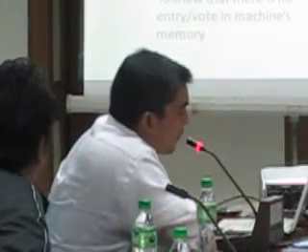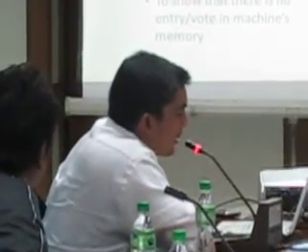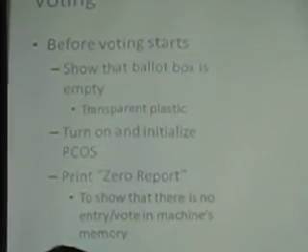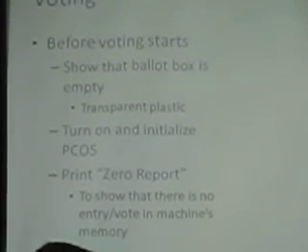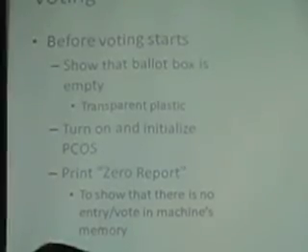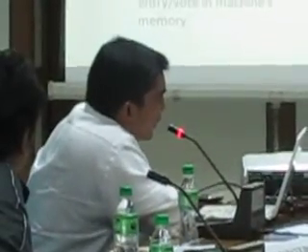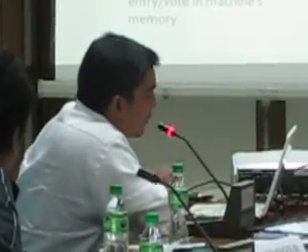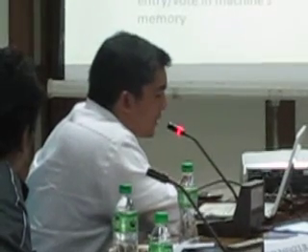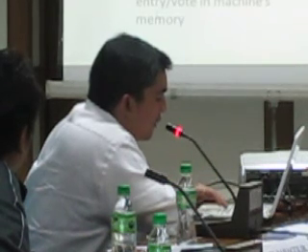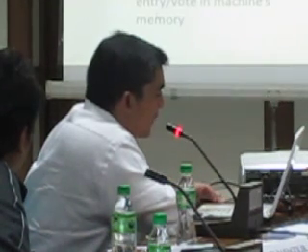Voting. Before voting starts, the ballot box shall be shown to the public and it should be empty. The ballot box is transparent. It is located below the PCOS. The BI turns on the machines and initializes the PCOS. It prints out the zero report. The zero report is to show that there is no entry or vote in the machine's memory.